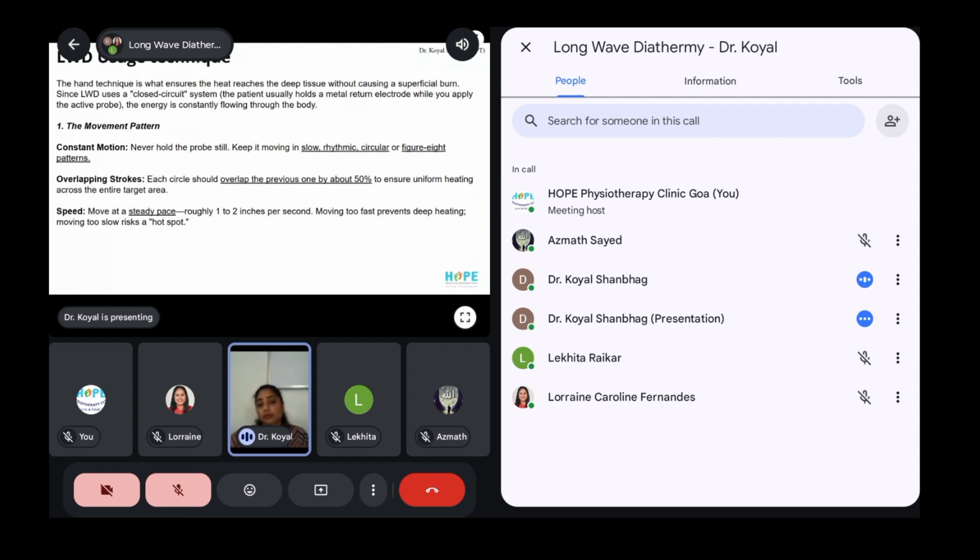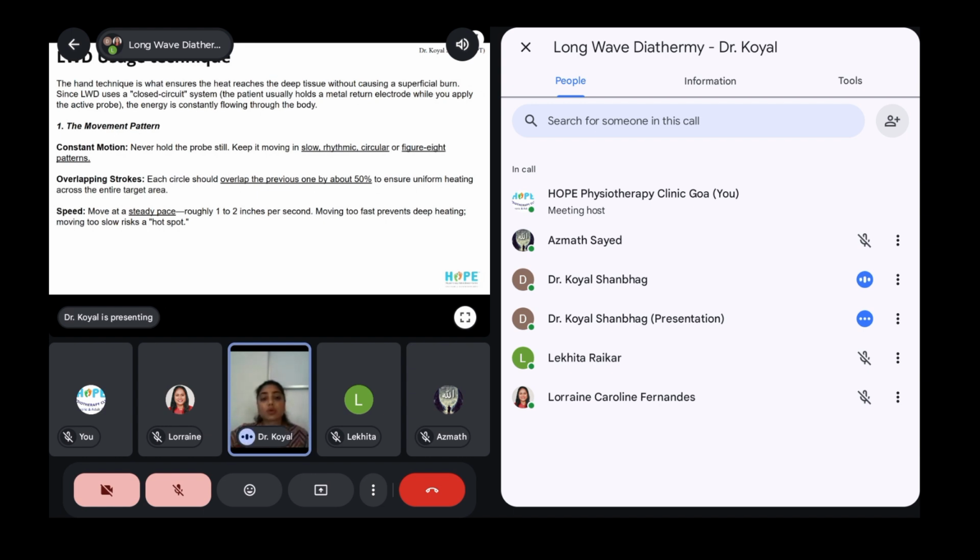Let's see the technique of using this machine. First, ensure that the inactive electrode is held nicely in the hand, or if we are going for the flat electrode, we should see to it that it is in contact with the skin to avoid any superficial burns.